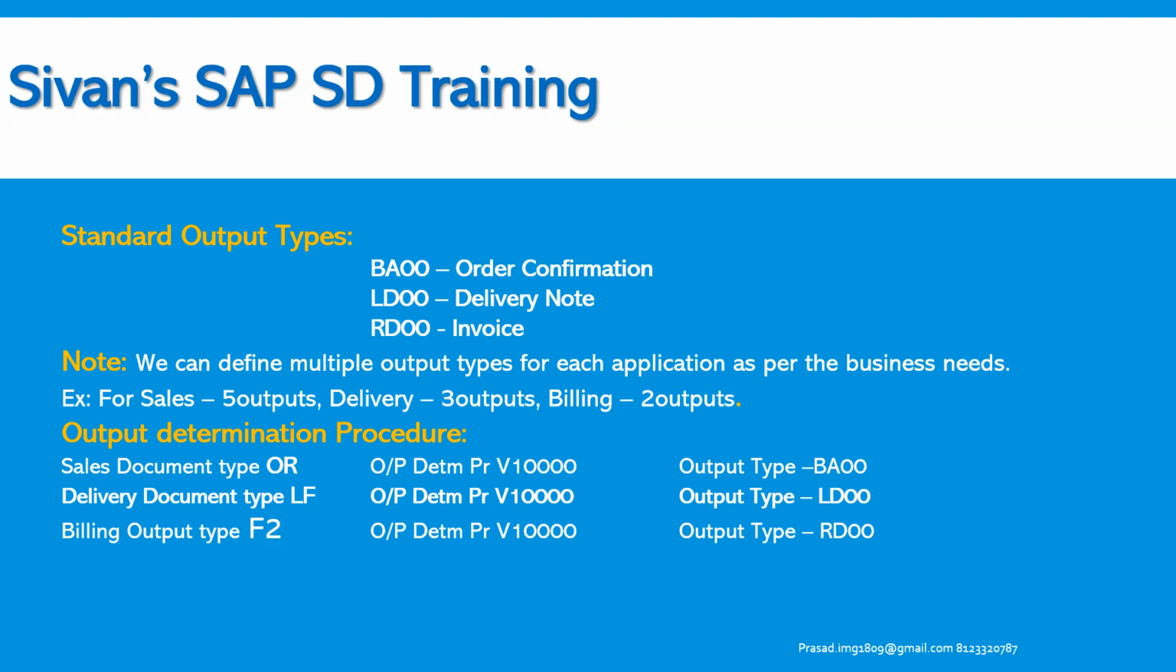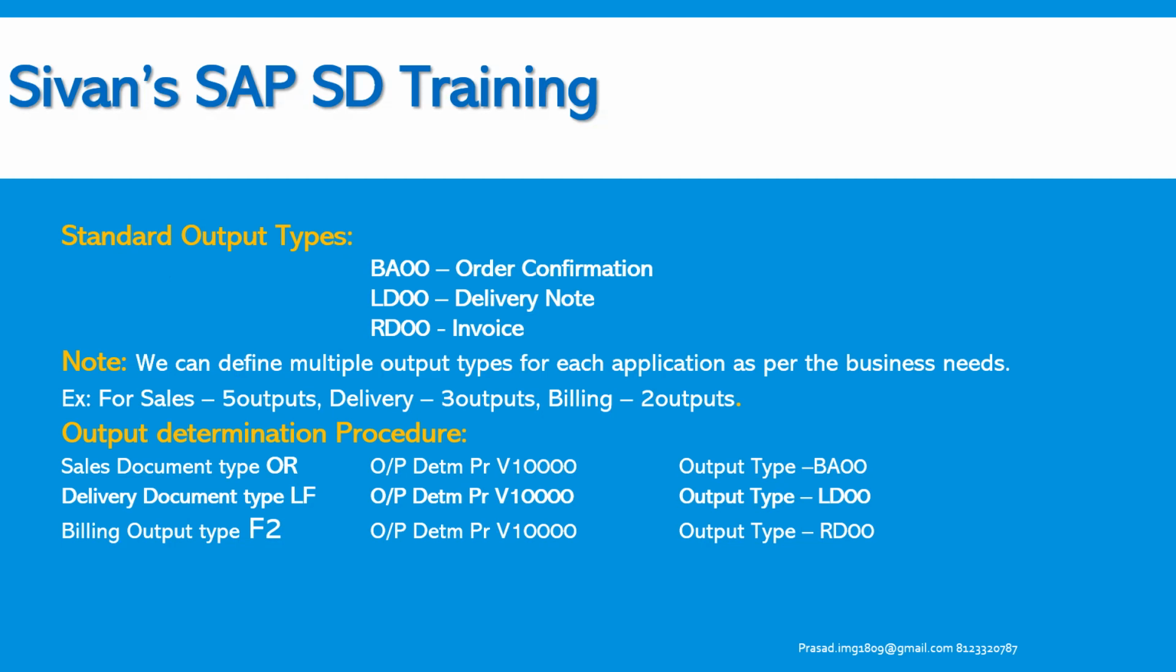The standard output types we must know: BA00 order confirmation, LD00 delivery note, RD00 invoice. And we must remember one more thing: it is not a single output type for each application. Based on the business needs, we can define multiple output types for each application. If the business need is 5 output types to be defined and assigned in the output determination procedure of sales, then yes, we need to define them as per the business needs.